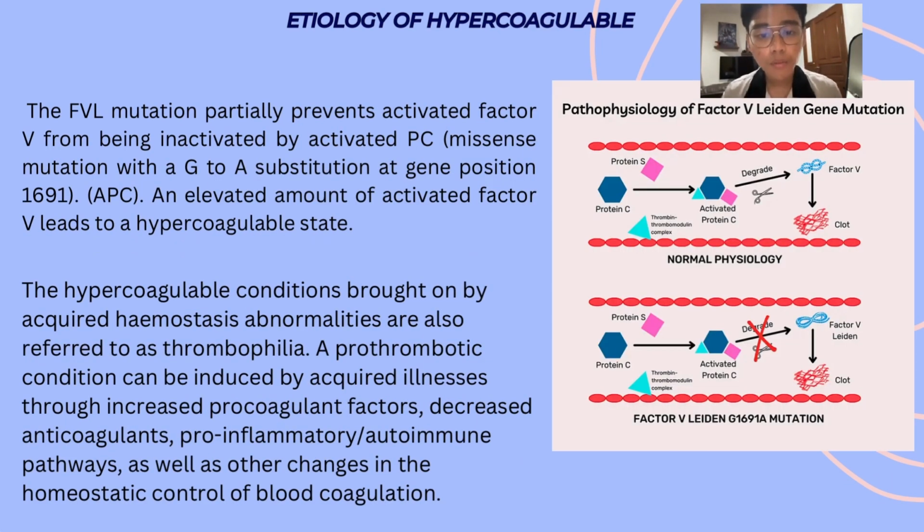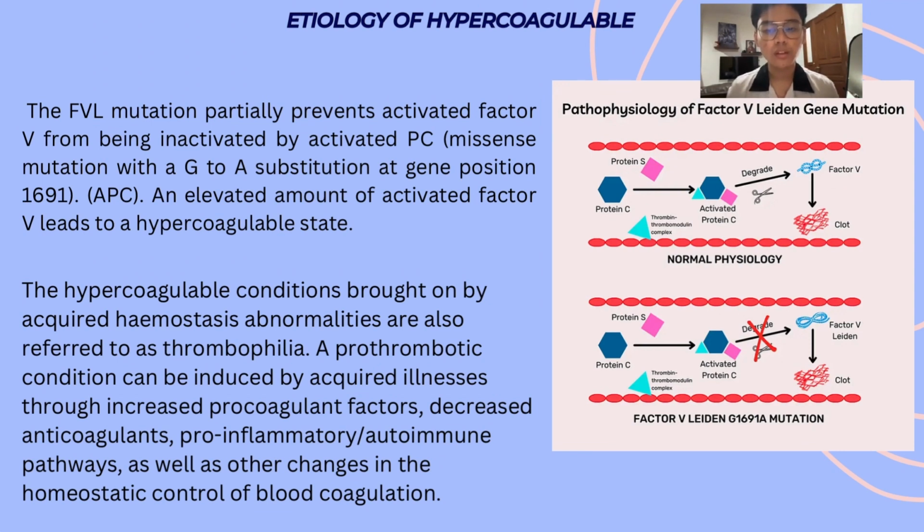The FVL mutation partially prevents activated factor V from being inactivated by activated PC, a missense mutation with a G to A substitution at gene position 1691. An elevated amount of activated factor V leads to a hypercoagulable state.